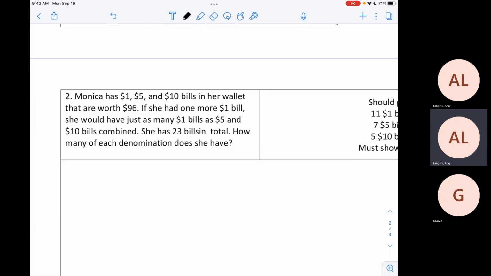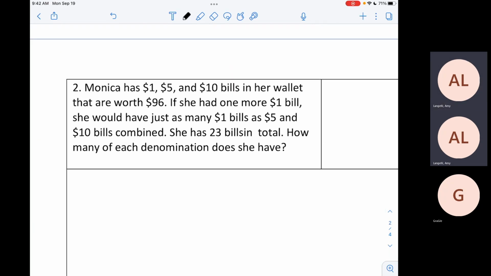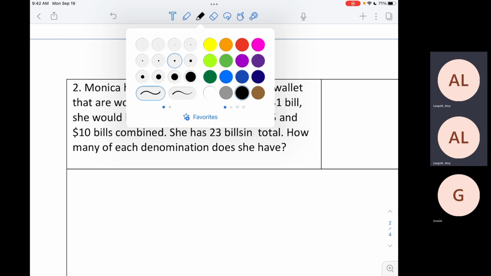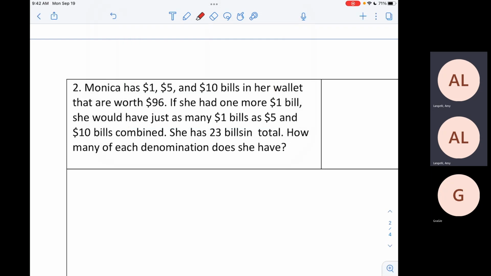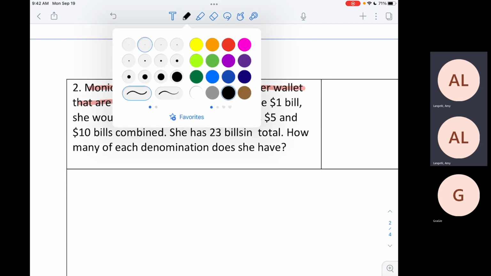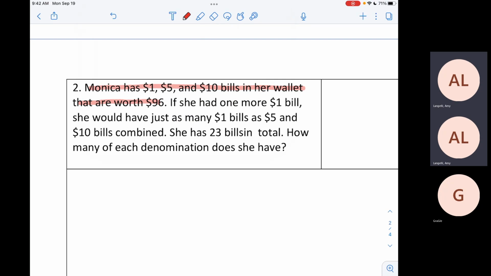Monica has, this looks familiar. You guys remember the $5 bill and the $1 bill from the last homework we did? Monica has, I'll do red to start, $1 bills, $5 bills, and $10 bills in a wallet that are worth $96. Who can make that into an equation? That red highlight is an equation. Who can try that?